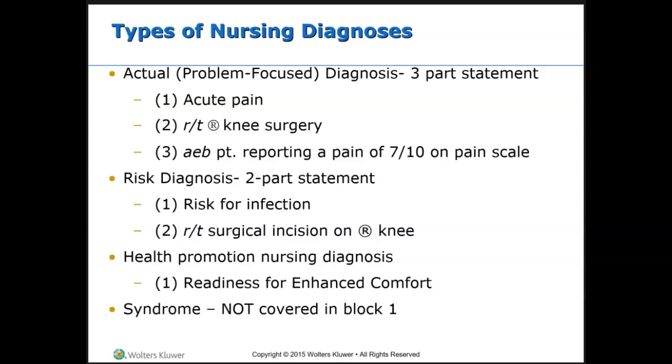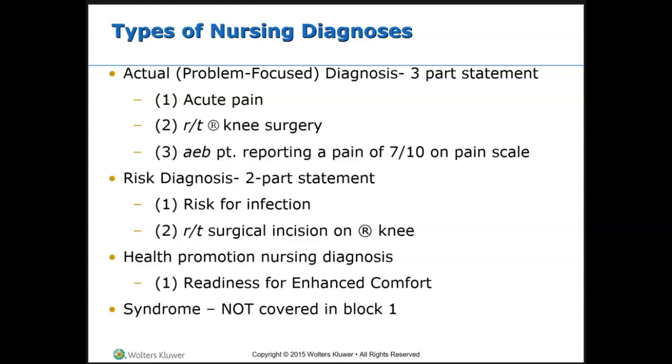So related to, abbreviated R/T, right? So you're not going to write out related to, you're going to write R/T. And then in the example, I have acute pain and then related to right knee surgery, right? So acute pain, R/T, right knee surgery. Next in Lippincott, it gives you possible signs and symptoms the patient might be displaying to support your choice of your nursing diagnosis, problem, or label. This is under evidenced by. We abbreviate evidenced by or as manifested by as all caps A and B, or AEB.